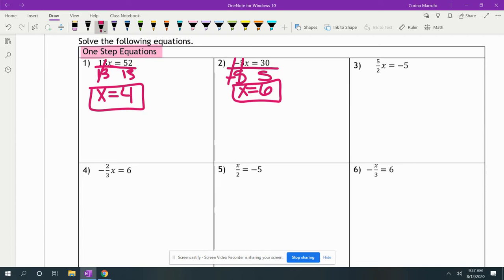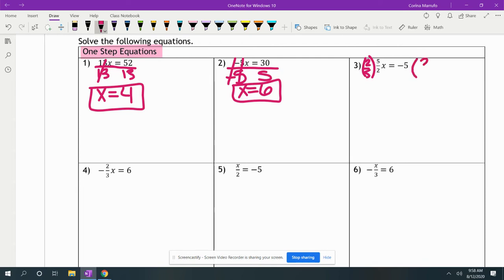All right, the next one, number 3. So this time we have a fraction in front of the x. So it's 5 halves times x equals negative 5. So in order for us to cancel out this fraction, it is being multiplied with the x, but in order for us to cancel it out, we're going to have to multiply by what we call the reciprocal. Okay, so we're going to flip the fraction. So instead of being 5 over 2, we're going to multiply it by 2 over 5.